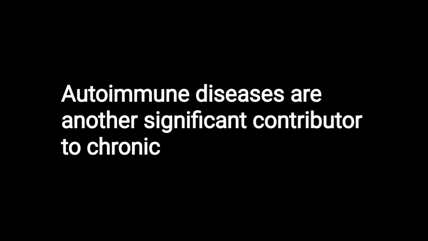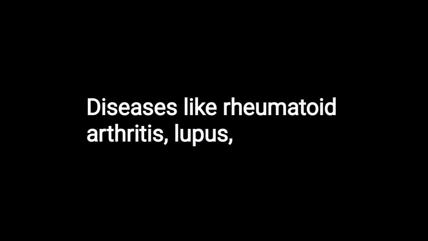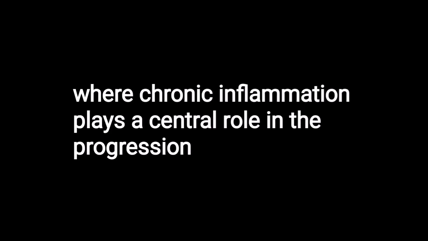Autoimmune diseases are another significant contributor to chronic inflammation. In these conditions, the immune system mistakenly targets the body's own tissues as if they were foreign invaders. This leads to an ongoing inflammatory response that can damage various organs and tissues. Diseases like rheumatoid arthritis, lupus, and multiple sclerosis are examples where chronic inflammation plays a central role in the progression of the disease, leading to pain, dysfunction, and tissue destruction.